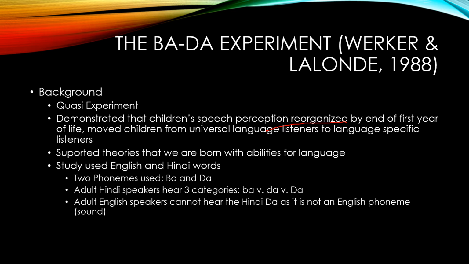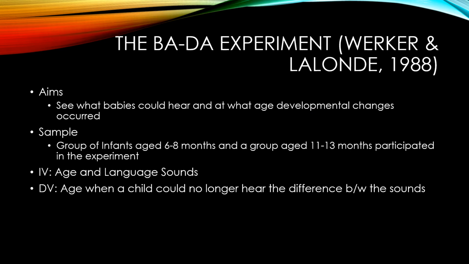So the study used English and Hindi words. Two phonemes were used, ba and da, but adult Hindi speakers would hear three categories, ba, da, and capital D, da. And adult English speakers would not hear the Hindi da that we talked about just a second ago. So the aim was to see what babies could hear and at what age developmental changes occurred.